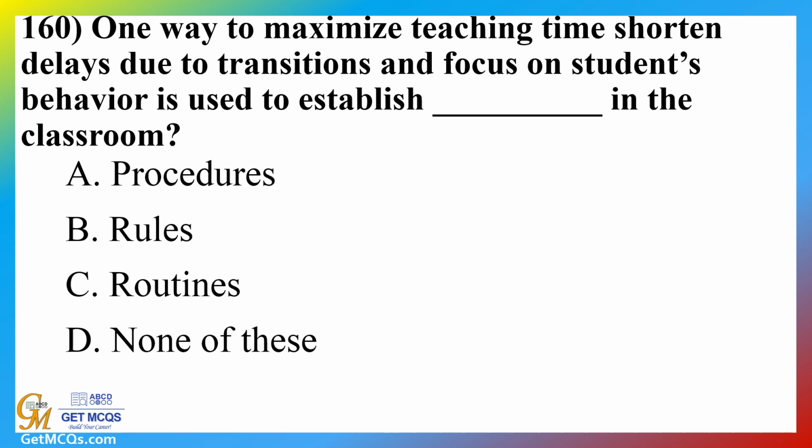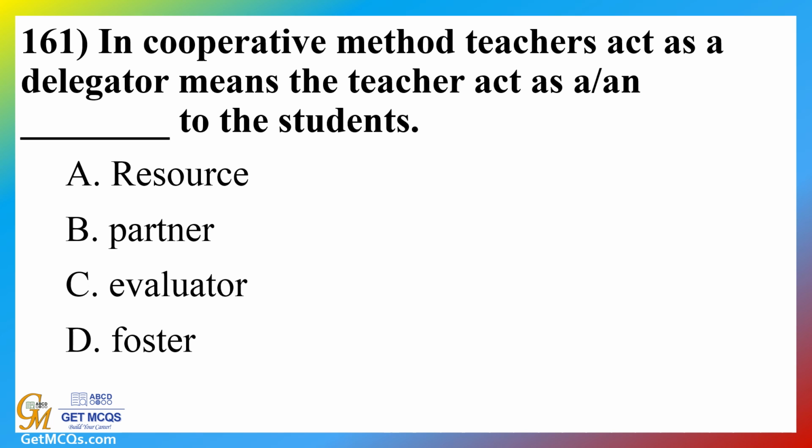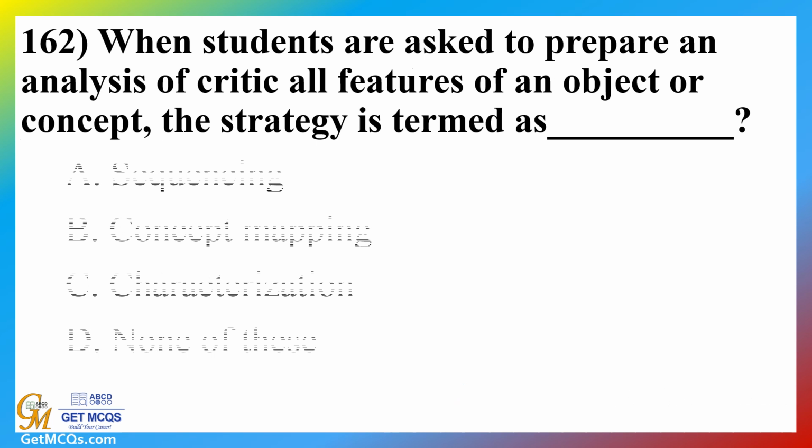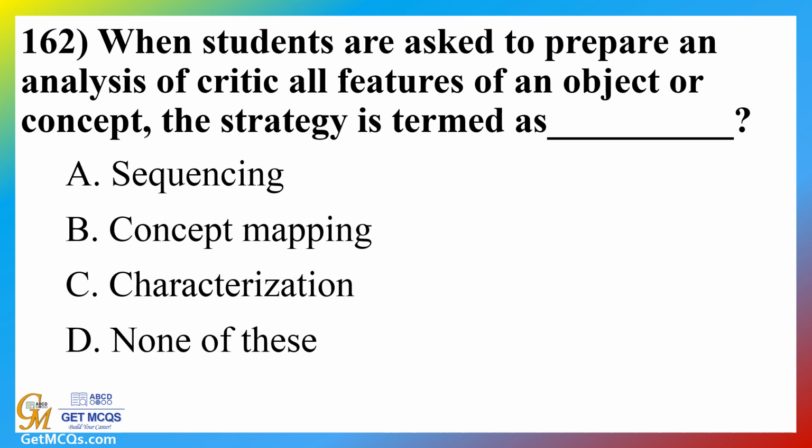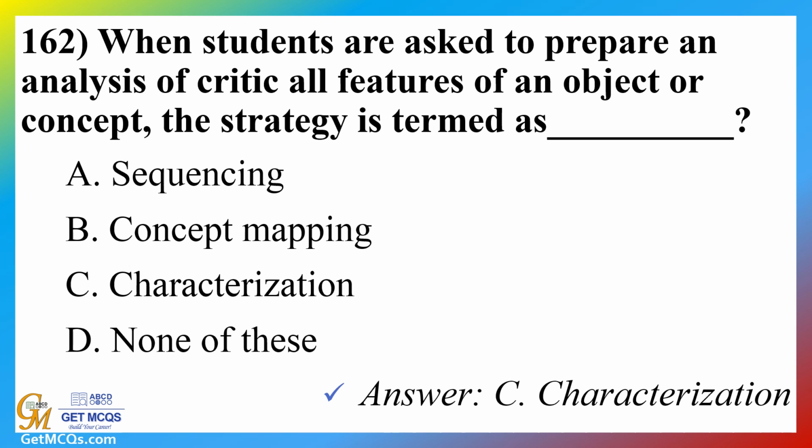160. One way to maximize teaching time, shorten delays due to transitions and focus on students' behavior is used to establish in the classroom? Answer: C. Routines. 161. In cooperative method, teachers act as a delegator means the teacher act as a/in to the students. Answer: A. Resource. 162. When students are asked to prepare an analysis of critical features of an object or concept, the strategy is termed as? Answer: C. Characterization.